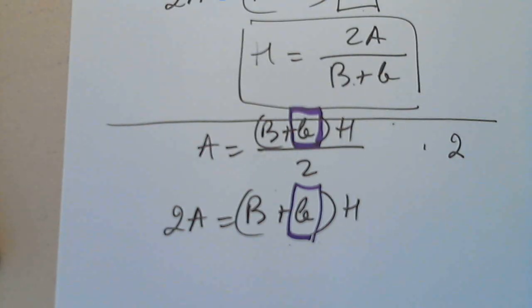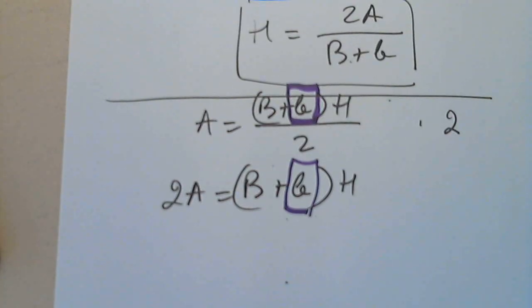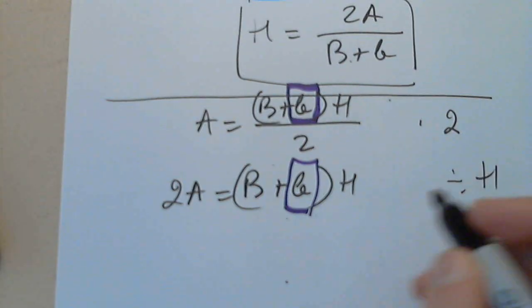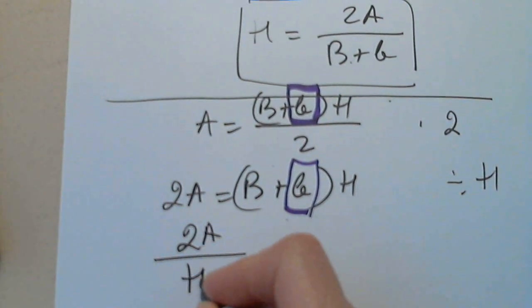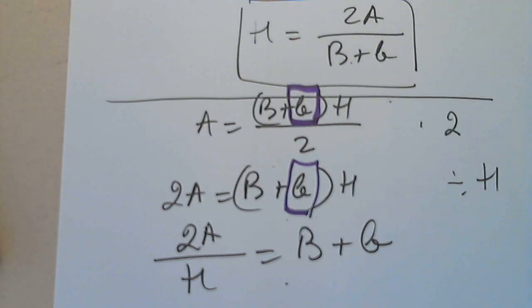Parentheses? That's one option, I agree. But I'd rather get rid of h altogether. How do I get rid of h altogether? Divide by h on both sides? Absolutely. So 2a divided by h equals uppercase B plus lowercase b, of course.